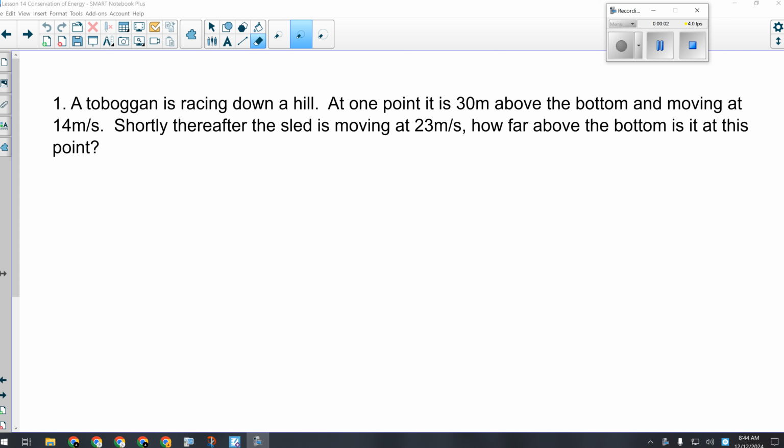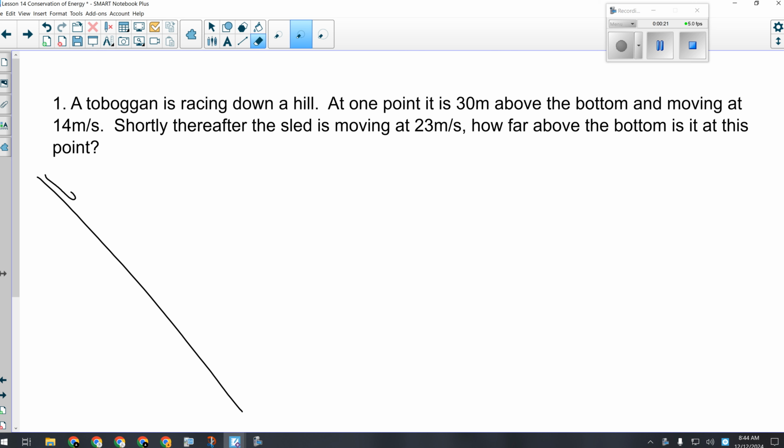Okay, so on this one you've got a toboggan racing down the hill. So there's your hill. That's a toboggan, right? And it's racing down the hill. I'm not going to try and draw a person on it. My people have their legs and their arms come right out of their heads, like a 2-year-old draws them.